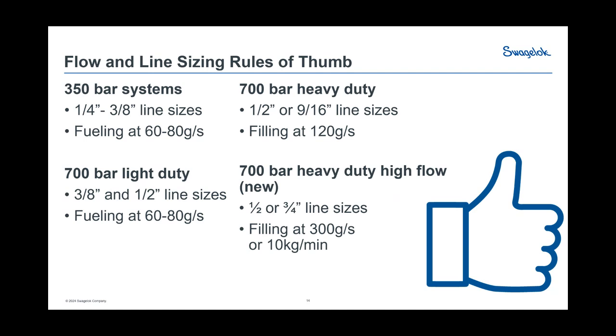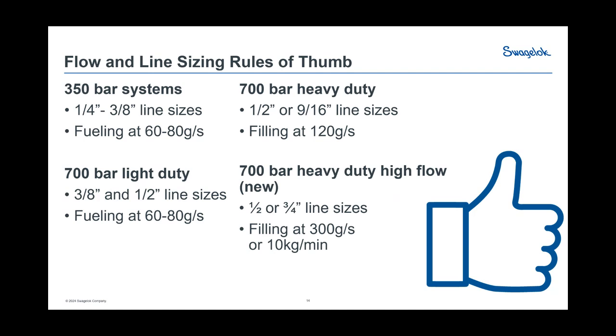So what we see oftentimes is if we're trying to fuel at 60 to 80 grams per second, 1/4 and 3/8 inch line sizes are perfectly acceptable. On 700 bar light duty vehicles, again, 60 to 80, 3/8 to 1/2 inch max. Usually 3/8 is sufficient for the entire system. And then when we get up into 700 bar heavy duty, going up to 120 grams per second is typically 1/2 inch sizes. And then finally, there's a new protocol coming out soon, being 700 bar heavy duty high flow. And 1/2 and 3/4 inch lines are very sufficient to get the 300 grams per second or 10 kilograms per minute fill rates. You can do that within the 3/4 inch.